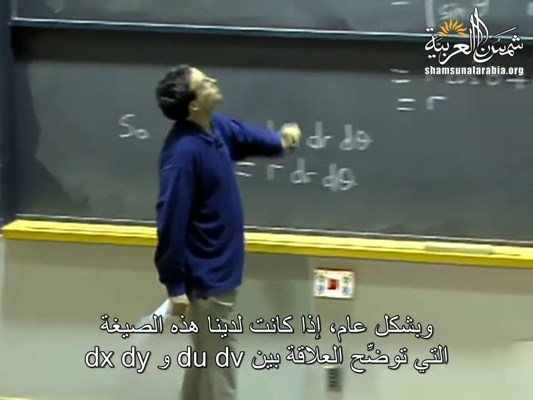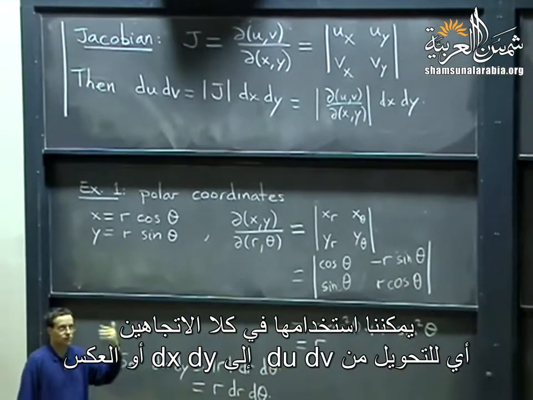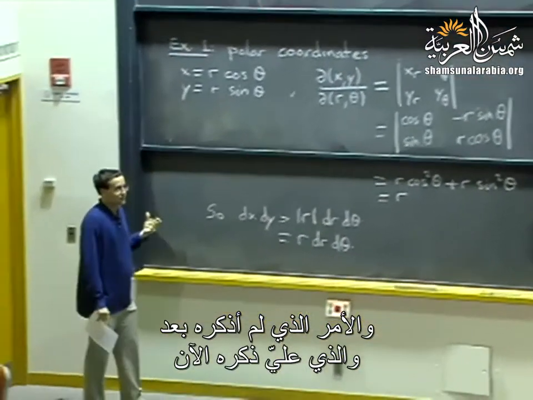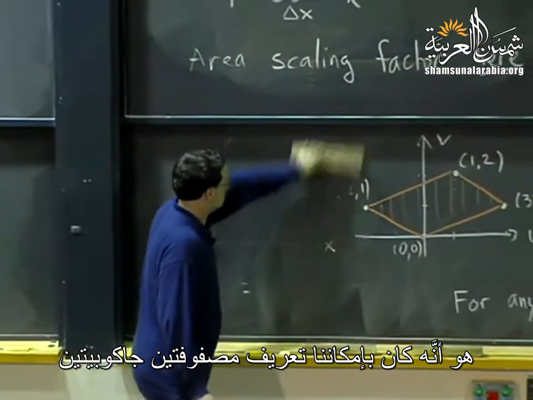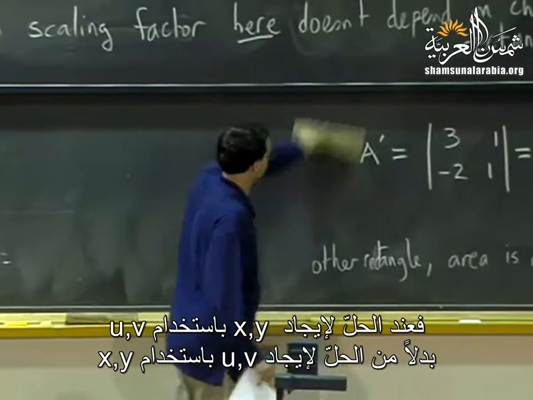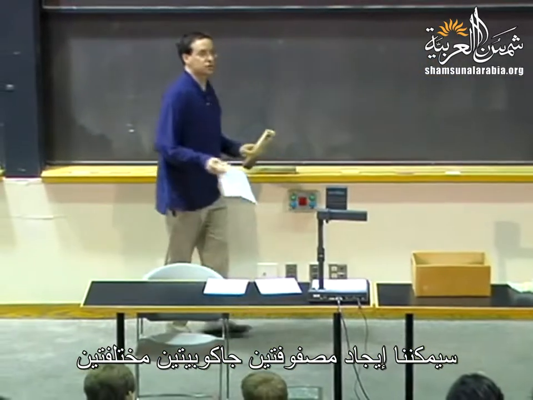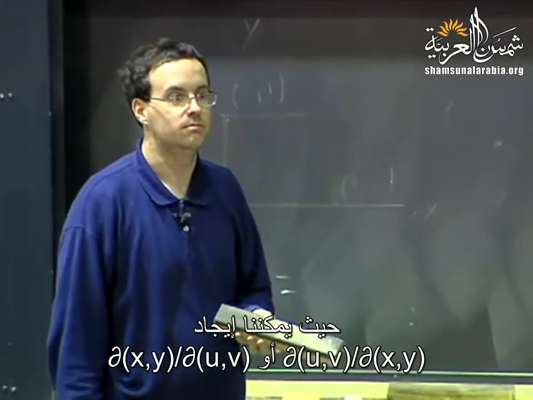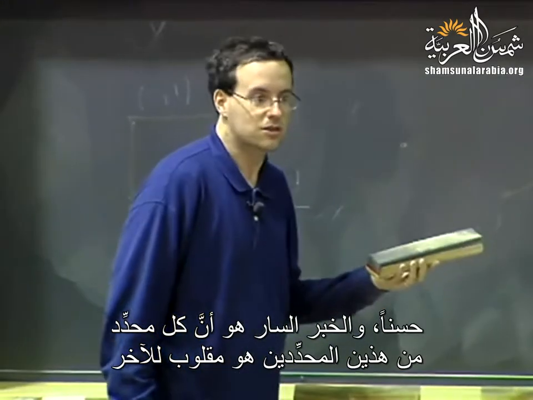So in general, when you have this formula relating du dv with dx dy, you can use it both ways, either to switch from du dv to dx dy or the other way around. And the thing that I'm not telling you, but now I should probably tell you, is I could define two Jacobians, because if I solve for xy in terms of uv instead of uv in terms of xy, then I can compute two different Jacobians. I can compute partial uv over partial xy, or partial xy over partial uv, if I have the formulas both ways. Well, the good news is these guys are the inverse of each other. So the two formulas that you might get are consistent.